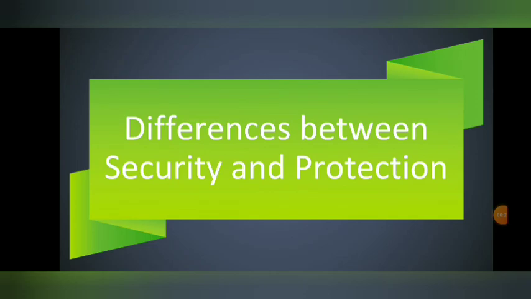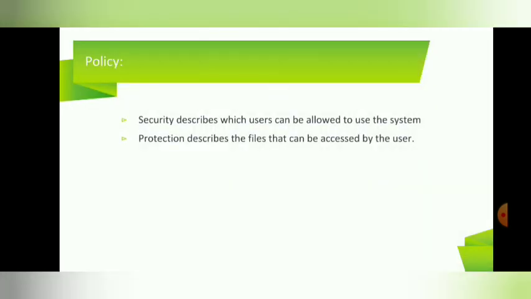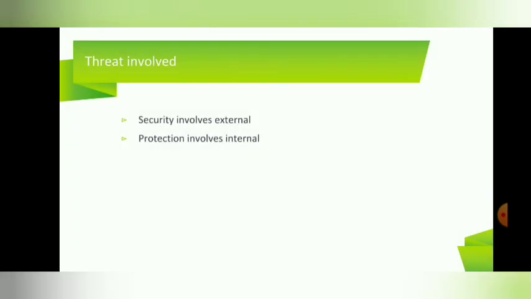Differences between security and protection. Basic difference. Security is giving system access to legitimate users, while protection is the one that controls the access to the system resources. Policy. Security describes which users can be allowed to use the system, while protection describes the files that can be accessed by the user. Threats involved. Security involves external threats, while protection involves internal threats. Thank you.